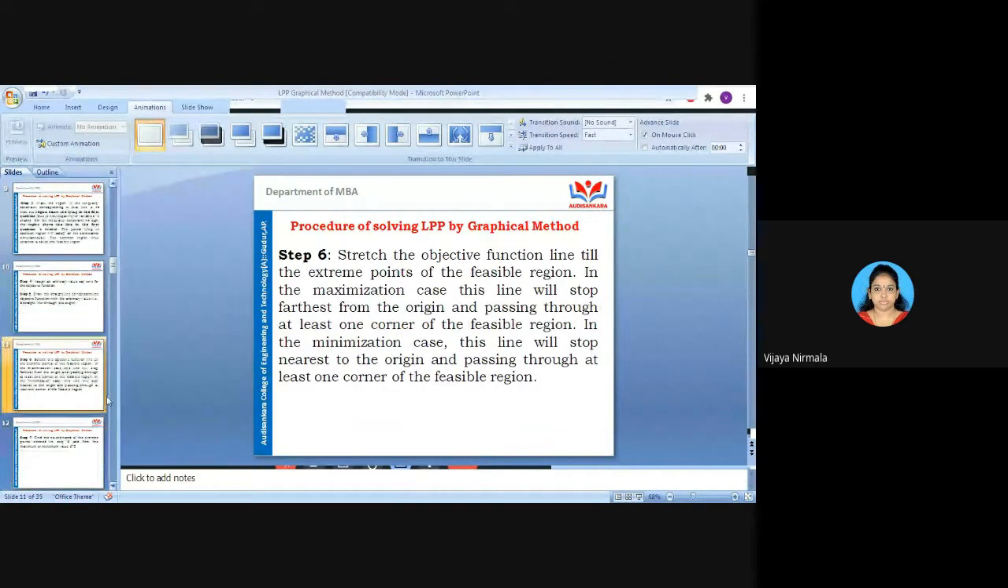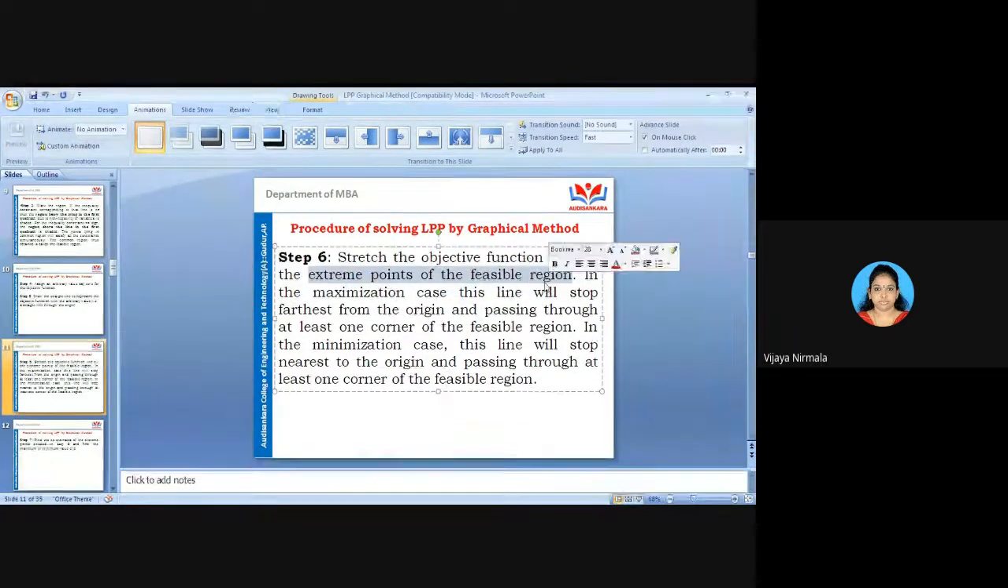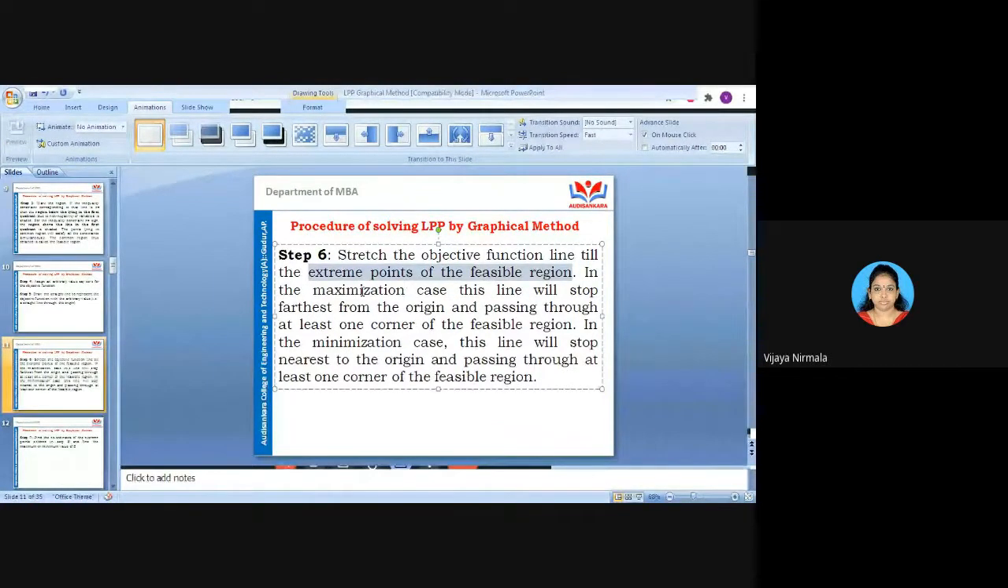The next step is to stretch the objective function line till the extreme points of the feasible region. You can stretch it up to the extreme points of the feasible region.